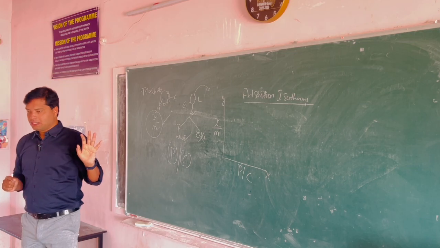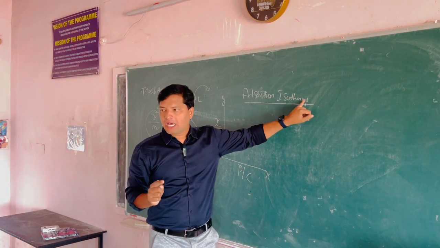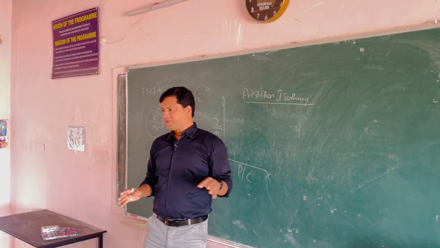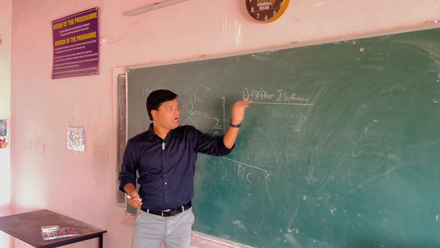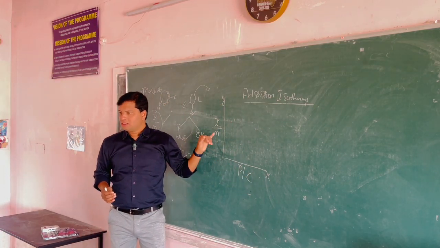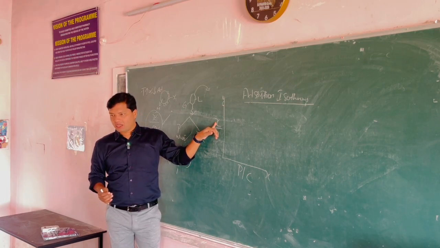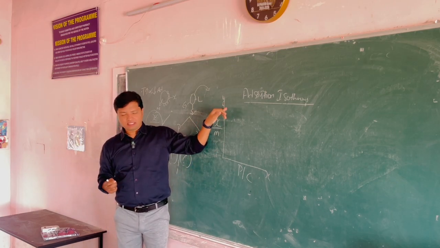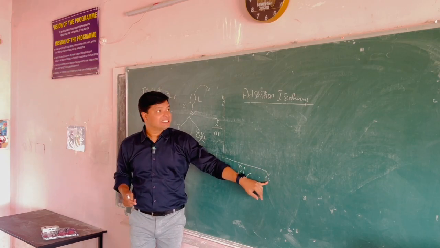These are called adsorption isotherms. Iso means same, therm means temperature. Adsorption isotherms. Okay, now you define it. Adsorption isotherms are graphs plotted between the amount of gas adsorbed per unit mass of adsorbent on the y-axis, and pressure or concentration on the x-axis, at constant temperature.